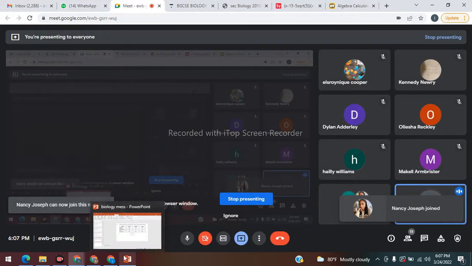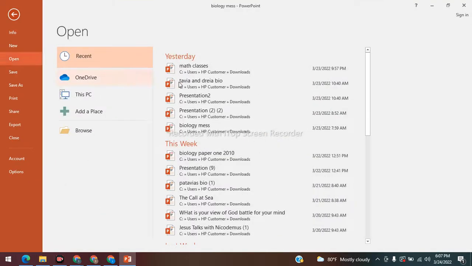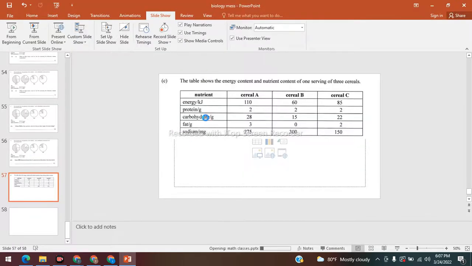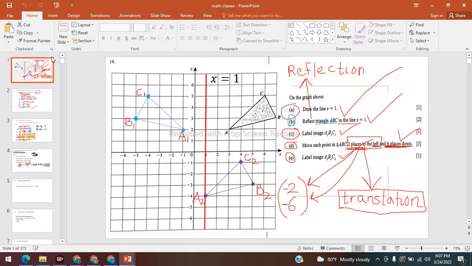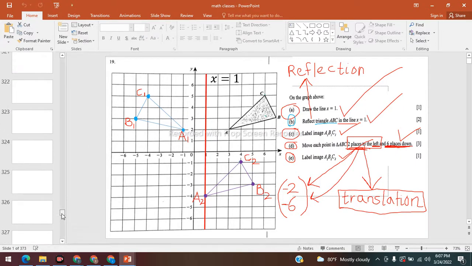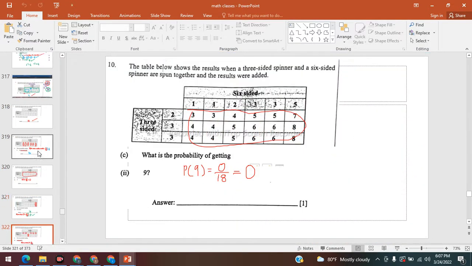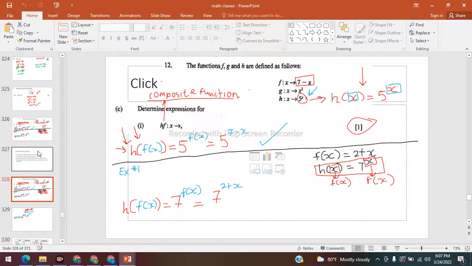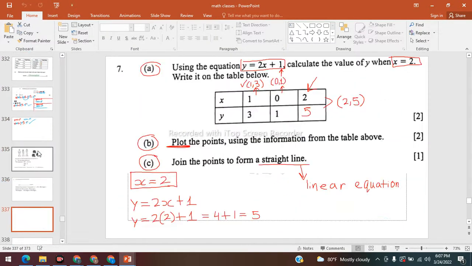Can you see my screen? Yeah, okay. So let's go on with the math that we were doing. It was in paper 1 that y'all were doing for English, right? I think it was 2018.